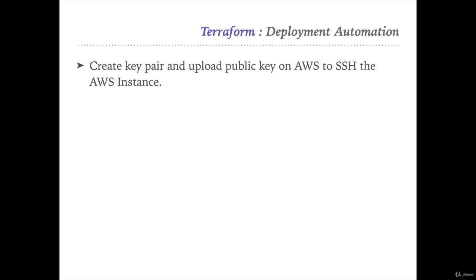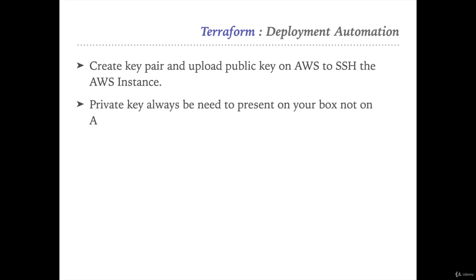We will also create the key value pair and upload the public key on AWS so that we can SSH into the AWS instance from my local box, or from the machine where we are executing Terraform. If you remember, in the last section we did this kind of work. We created the public key and the private key, and with their help we used local exec and a connection. We installed Nginx and executed Nginx on the AWS instance. The private key always needs to be present on your box, which is going to SSH into the AWS instance.